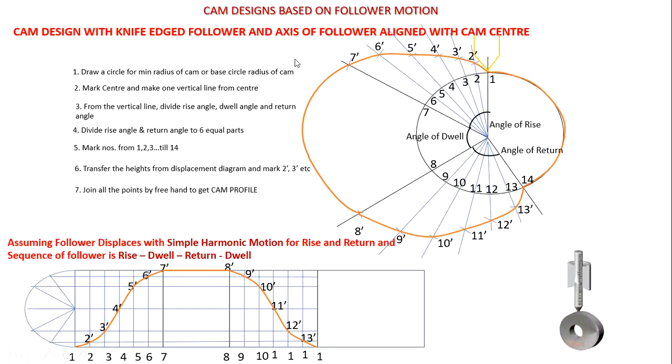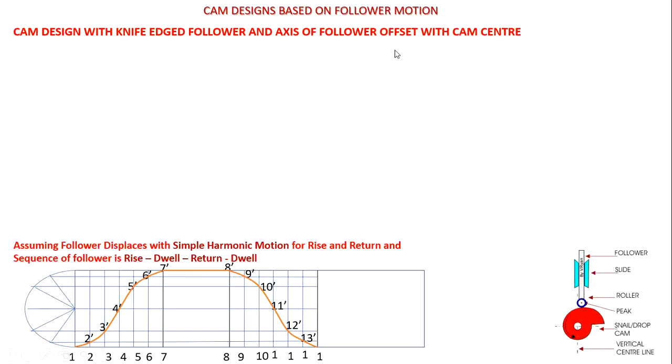So the first one is knife edge follower with axis aligned with the cam center. Now we'll look at the second type. Now the same thing, but the axis may not align with the cam center, it may be at some offset. So if that is the case, how? Like this. Now the center of the cam and the follower axis are not aligned together. There is some offset distance between these two. In such a case, they will be given how much offset there is.